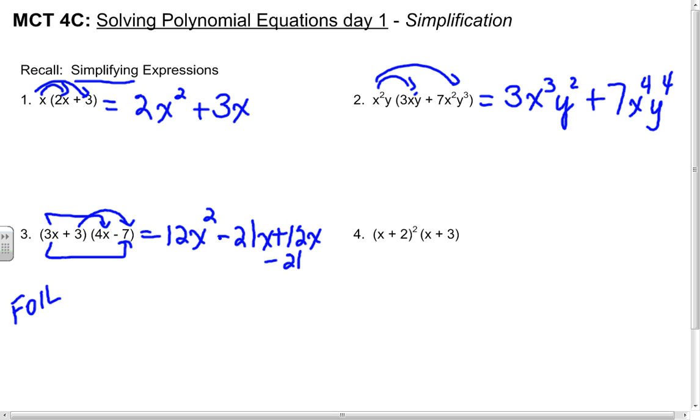Sorry to go to the next line. We can tidy that up. It's a trinomial when we're done. The two middle terms can be combined, minus 9x and minus 21.